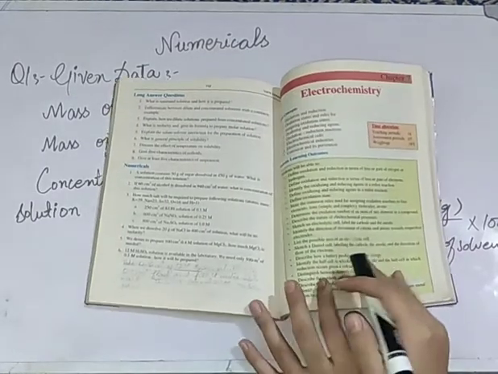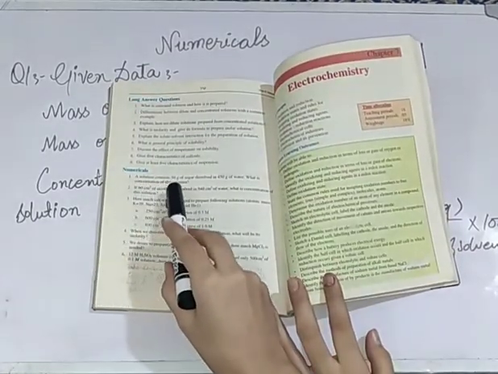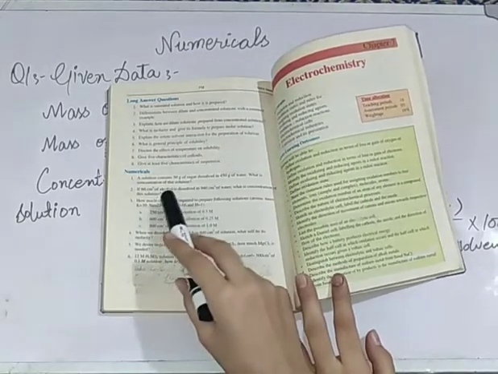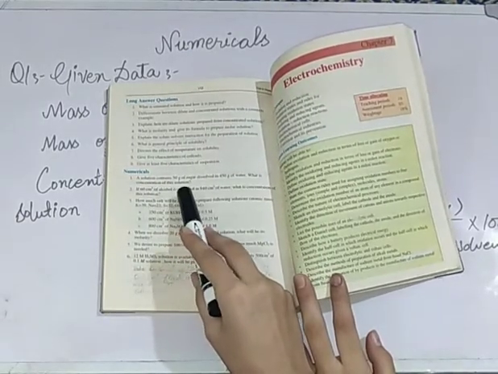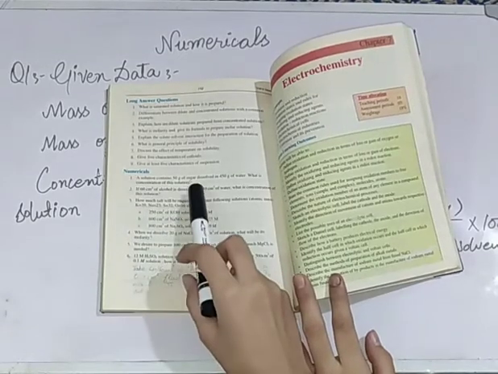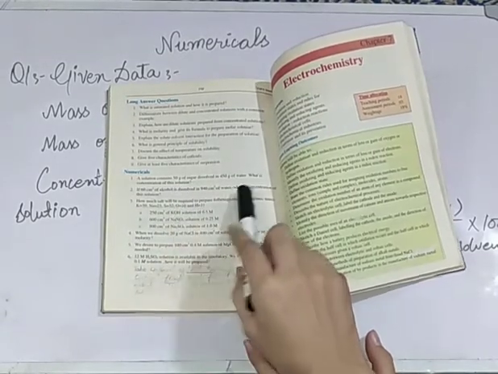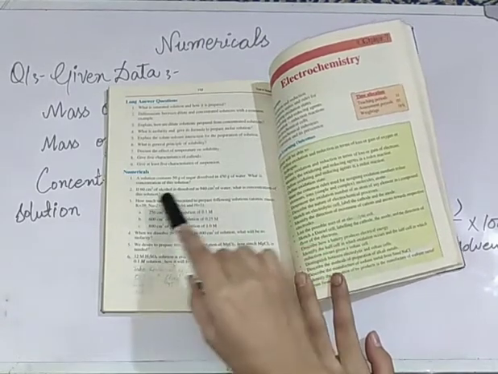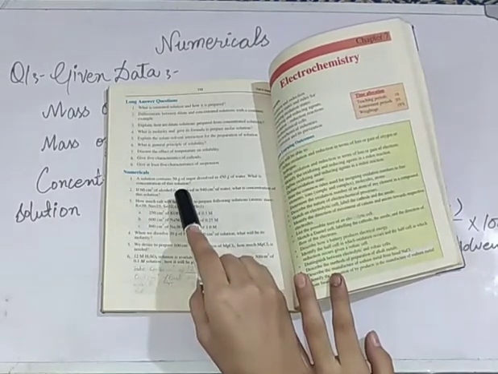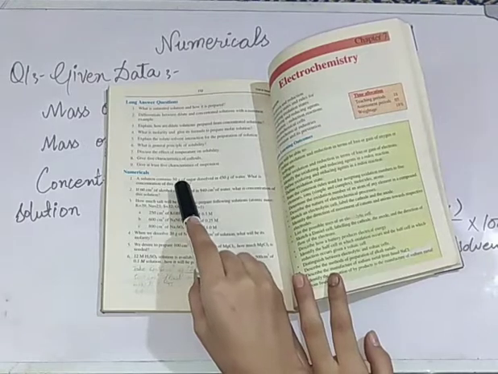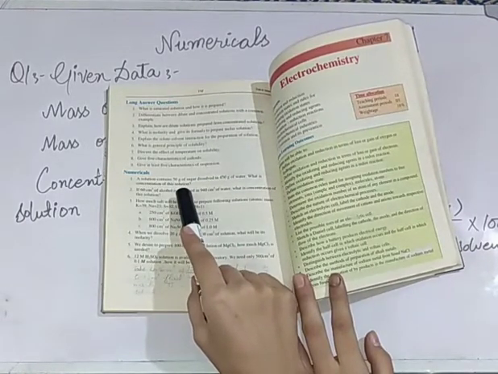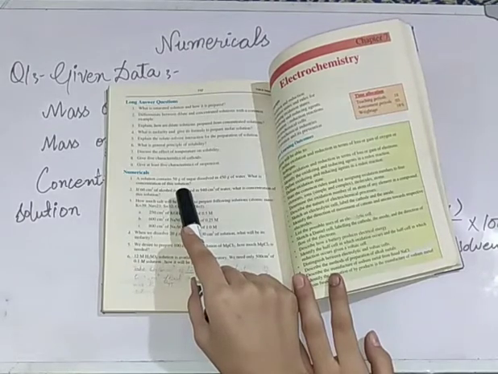So the first numerical is: a solution contains 50 grams of sugar dissolved in 450 grams of water. What is the concentration of this solution? So we have the solute, 50 grams, we have the solvent, 450 grams, and we have to find the concentration of the solution. As you can see, both the solute and the solvent are in grams. The quantity is given in grams. So we'll apply the formula mass over mass.